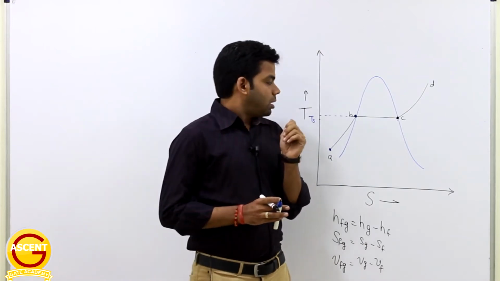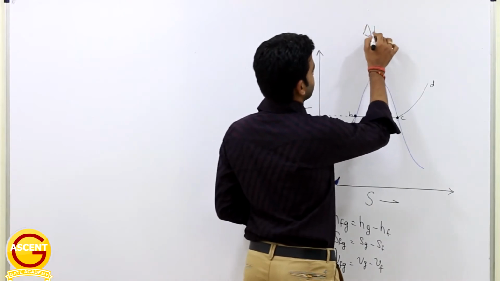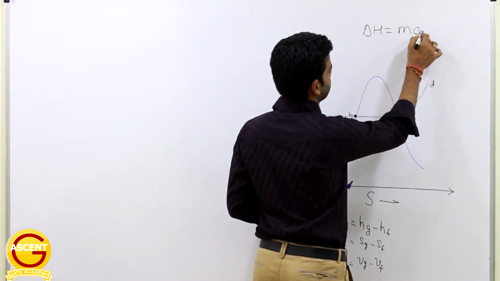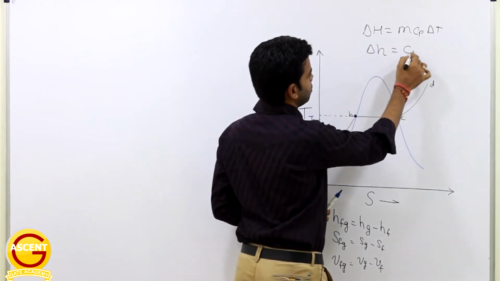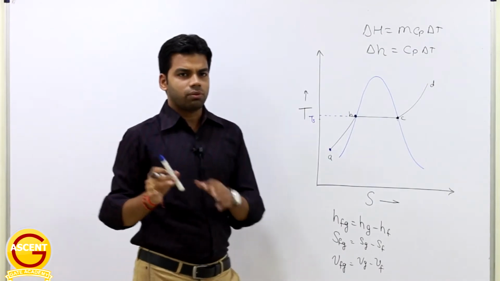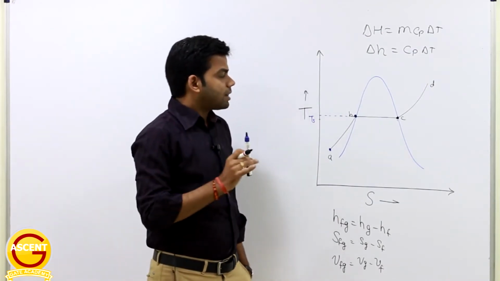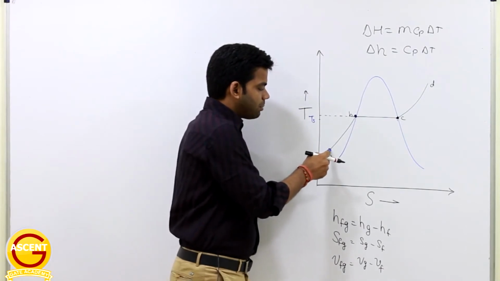Okay, now we know the formula for change in enthalpy, del H. What is this del H? Del H is equal to mCp into del T, and if I want to calculate it for per unit mass, this would be del small h is equal to Cp into del T. We know the formula for change in enthalpy, but we don't know the formula for enthalpy at a particular point. Okay, so what we can do is, if we want to determine the enthalpy at point A, we can take one reference.